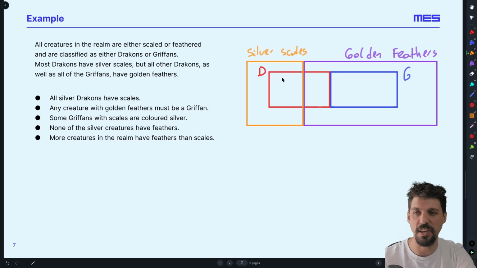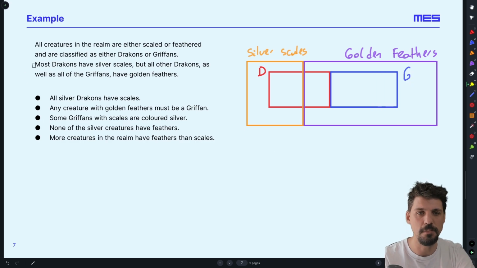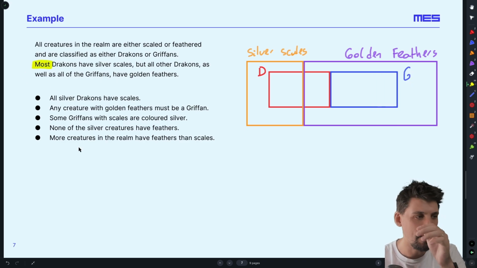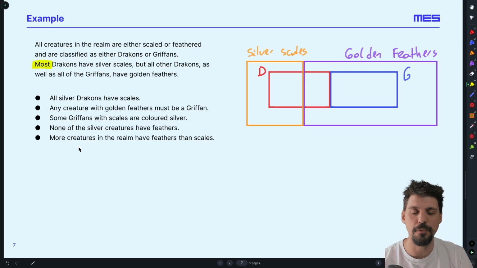Most dracons have silver scales. Cool. All the other dracons have golden feathers. We got that. And all the griffins have golden feathers. Brilliant. Now, a keyword I want to draw your attention to here that is actually highly not useful when we are doing syllogisms is the word most. Okay? It's very difficult to create a solid logical argument with something as vague as most. Like I said in our very first slide, the real ones we want to know about are all or none. Most is not that useful.